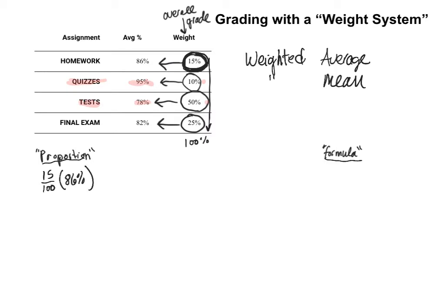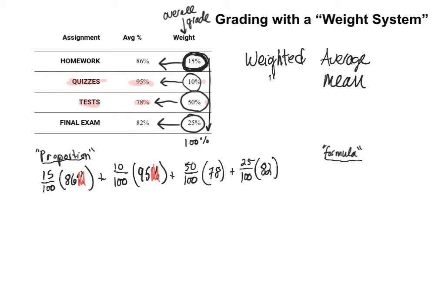This is kind of the formula, or excuse me, the proportion approach. We know 10% out of the 100 is going to be made up of 95%. And maybe it's not best to write the percentages in there. We know that we're going to be talking about percentages. We know 50% out of 100, so 50 out of 100 is going to be worth a score of 78. And finally, 25 out of 100 will have a score of 82.